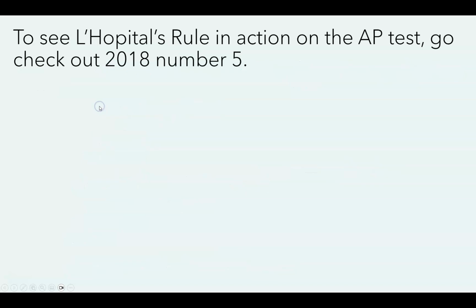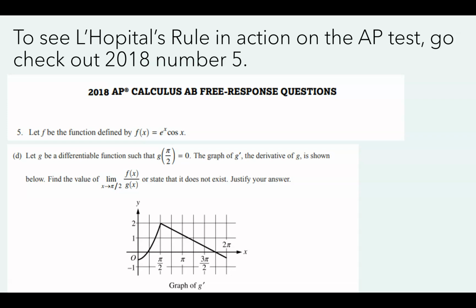All right, last thing as promised. We're going to look at 2018 number 5 to see how this goes. It really doesn't matter what parts A, B, and C are. But at the beginning, you're given f of x is e to the x cosine of x. And when you see that, you're supposed to think, I can't combine that, I can't simplify, nothing like that. But you should realize e to the x grows.